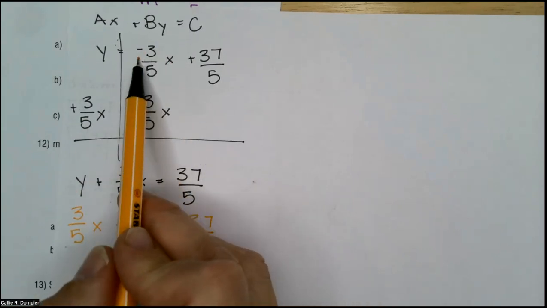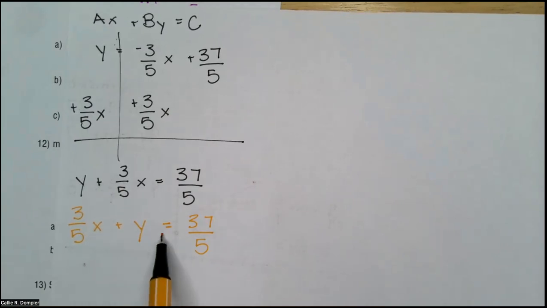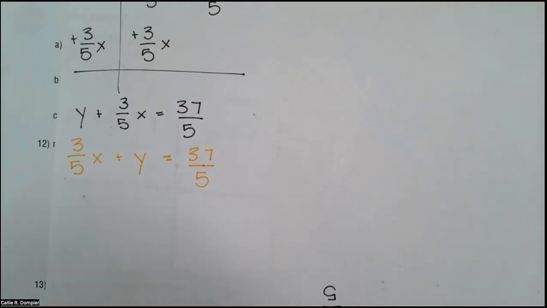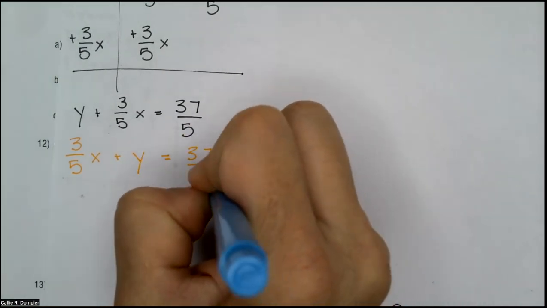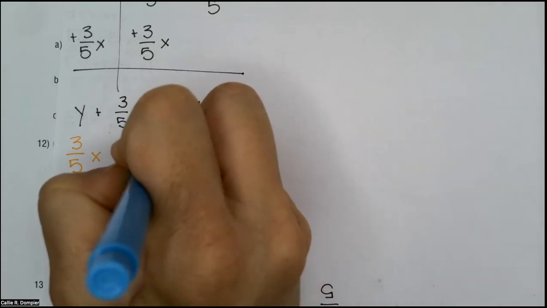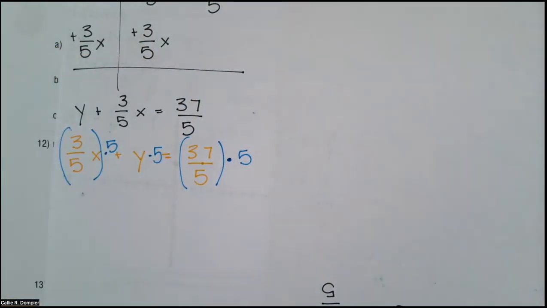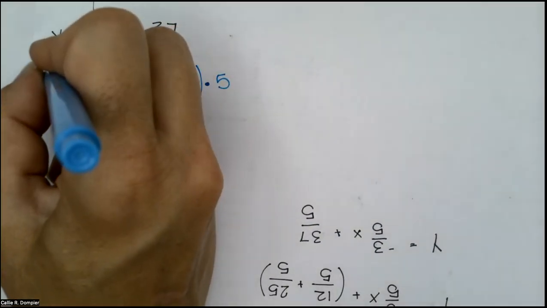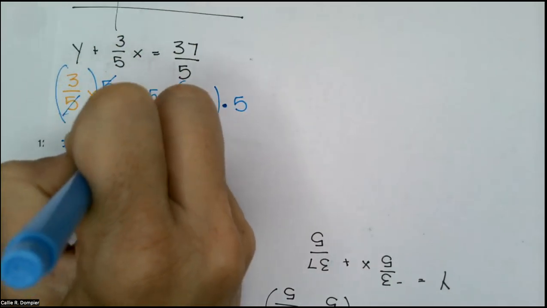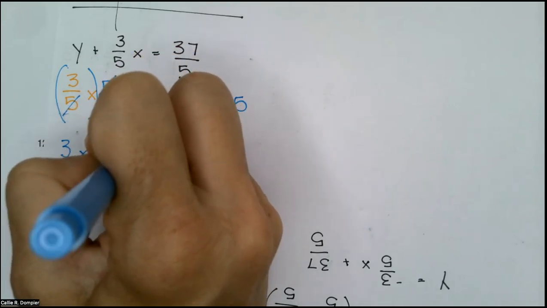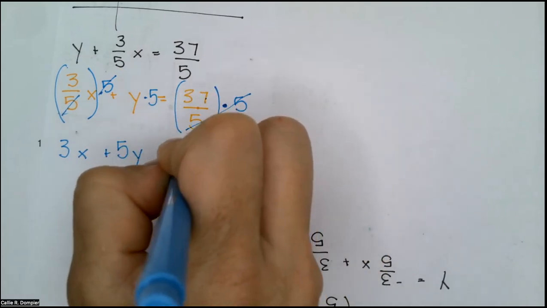I moved that negative 3/5 x to the other side, and I put it in front of the y because it's ax plus by equals c. I also said that this can't be a fraction. How do we get rid of a fraction with the denominator of 5? We multiply everything by 5. Okay? X is being multiplied by 3, divided by 5, and then multiplied again by 5. So we get 3x. 5 is being multiplied by y. 37 is being multiplied by 5 and then divided by 5.